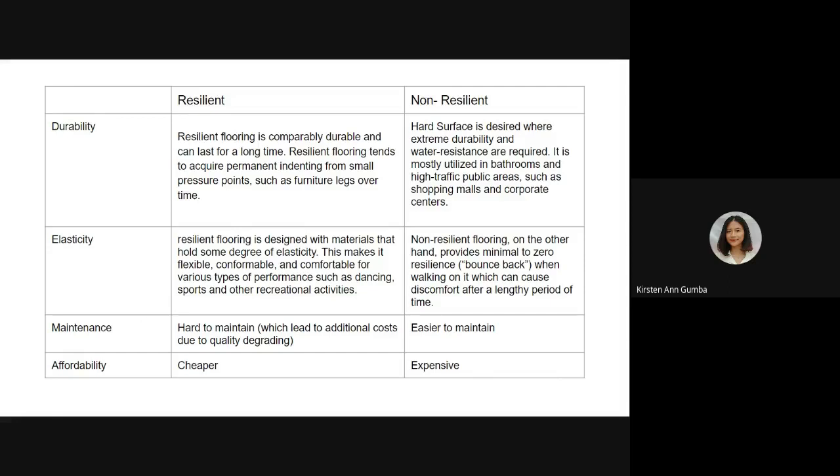So for maintenance and affordability, in this case, they are somewhat related to each other. Resilient materials are cheaper as compared to non-resilient materials. However, resilient floorings are harder to maintain, which would eventually lead to additional costs. Meanwhile, non-resilient materials are more expensive than resilient materials but are easier to maintain.